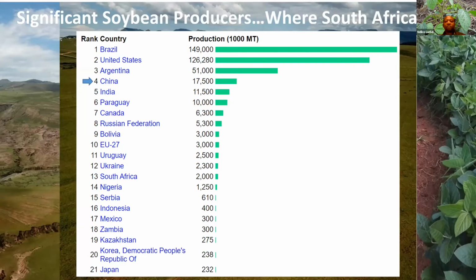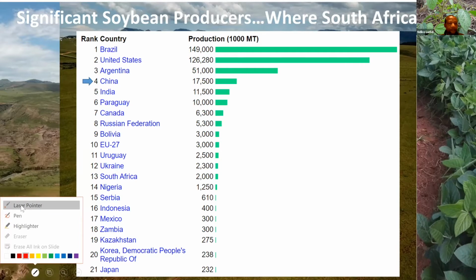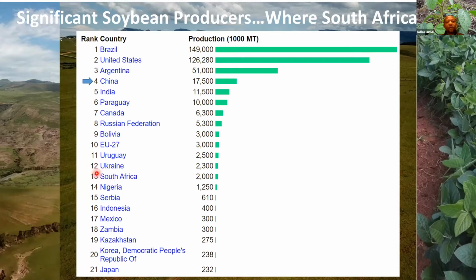If we were to ask where South Africa stands as far as soybean production, 2022 estimates based on cultivation or plantings in 2021 place South Africa as number 13. Let me see if I can get a pointer here. Okay, so you can see that in this list, there isn't any African country in the top producers until you get to South Africa at number 13.